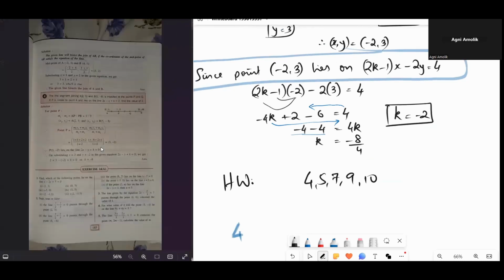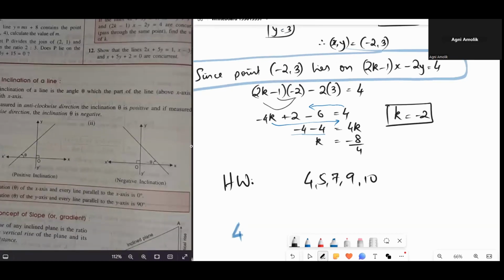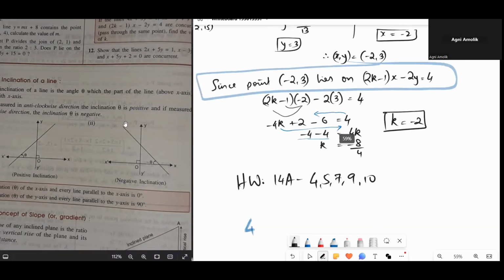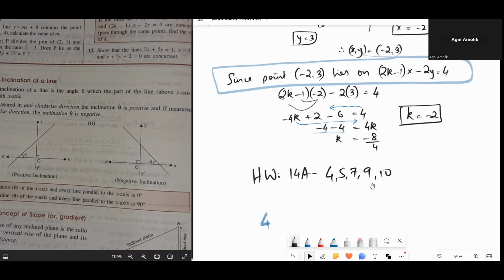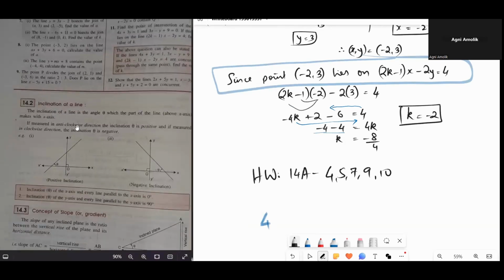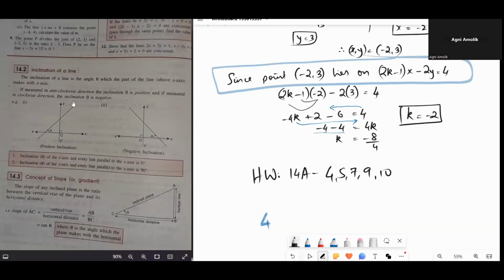Exercise 14A. Do all of them. You can do all of them. Don't say I only did 1 and 2. Okay, we'll go to the next topic. Inclination of a line. Inclination.